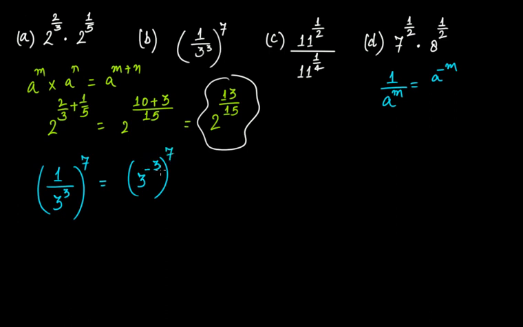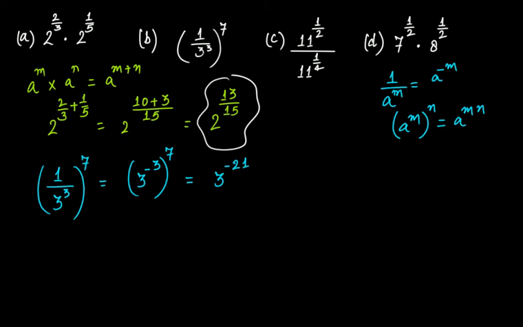So this is 3 raised to the power of minus 3 and this whole raised to the power of 7. Now it is of the form that a raised to the power of m whole raised to the power of n is equal to a raised to the power of m multiplied by n. So from here m is minus 3 and n is 7, so 3 raised to the power of minus 3 multiplied by 7 means minus 21, right?